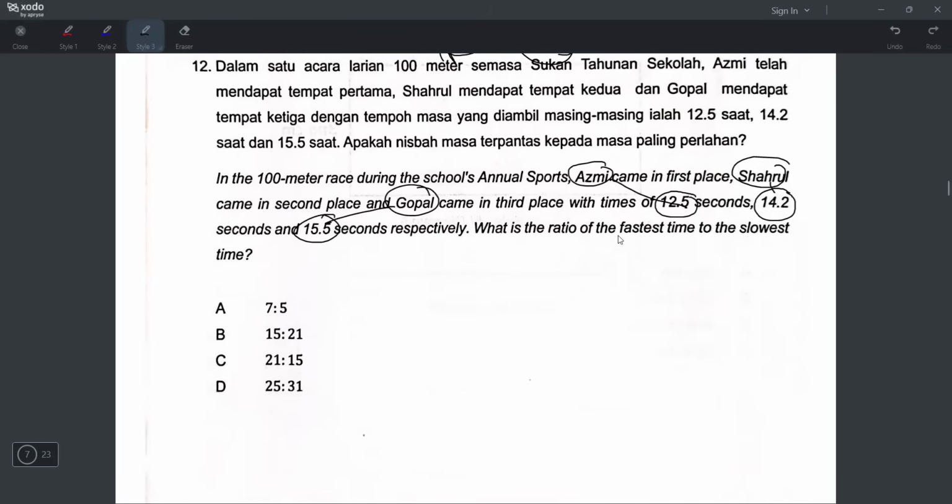Okay, what is the ratio of the fastest time to the slowest time? Okay, ratio means you have to letak the ratio symbol, the dot dot one. And then you have to write down the nisbah lah, for the fastest and the slowest time.